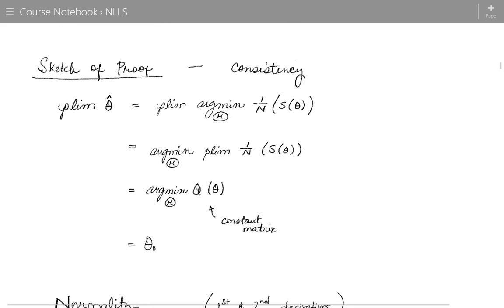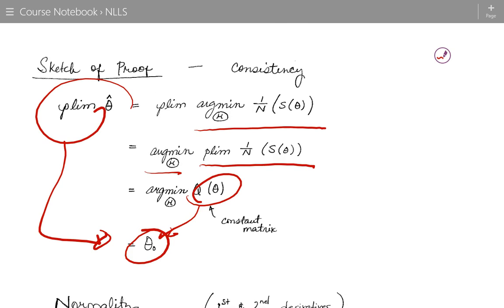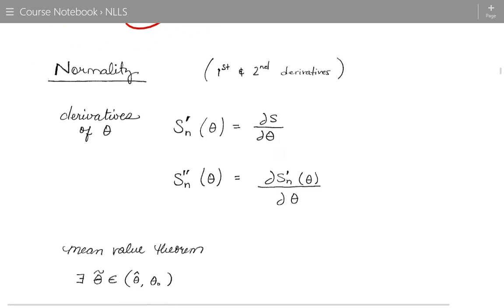A sketch of the proof is essentially to say that the p-lim of theta hat is the p-lim of the argmin of 1 over n of S, which is the argmin of the p-lim of 1 over n of S, which is the argmin of q theta, which is theta naught. This is not a formal proof at all, but it's just a schematic to see roughly how we could get to the statement that the p-lim of theta hat is theta naught. The mathematical proof of this, similar to the maximum likelihood one, is a little more elaborate, but we're going to skip that for the nonlinear least squares.